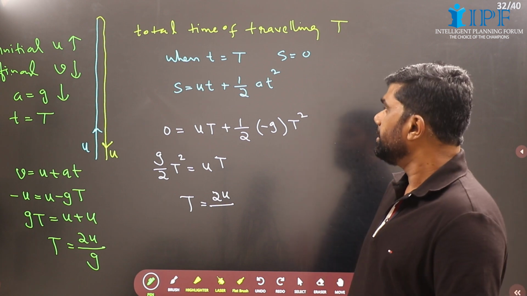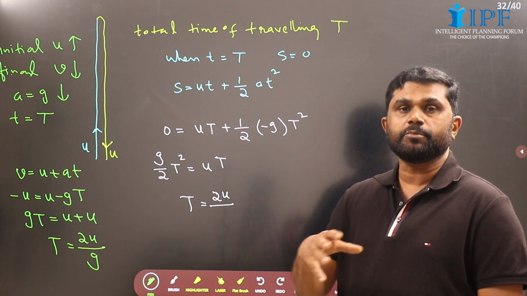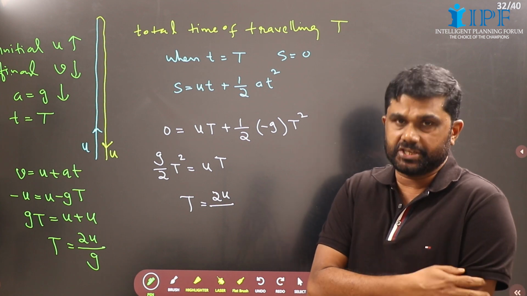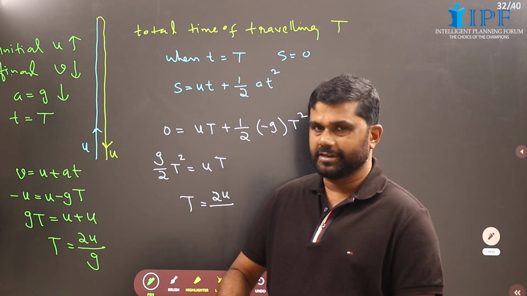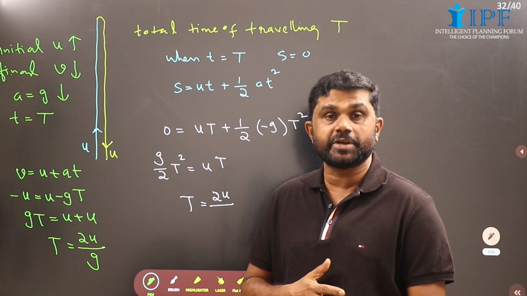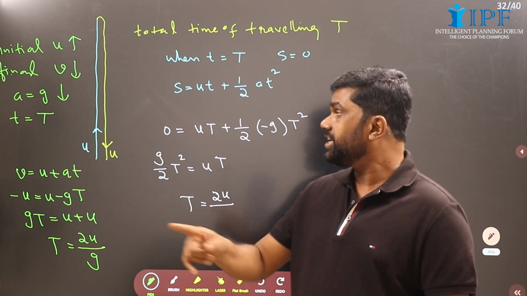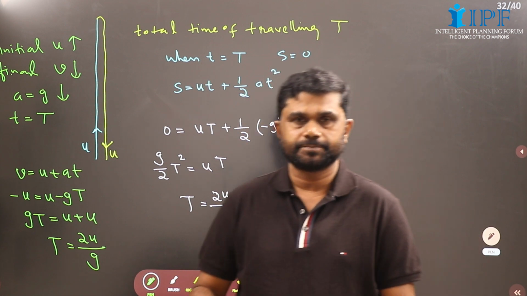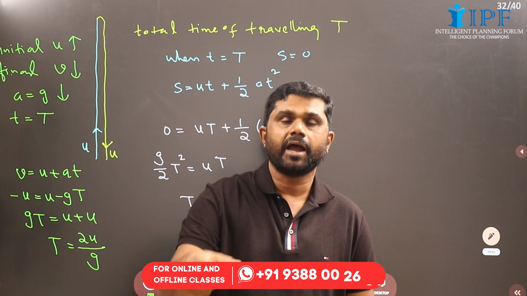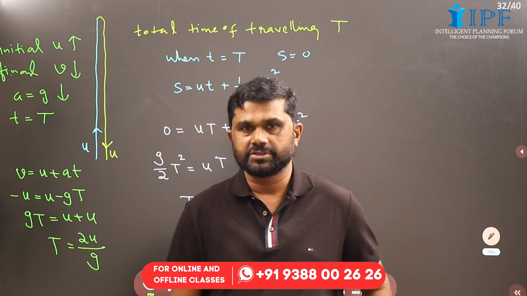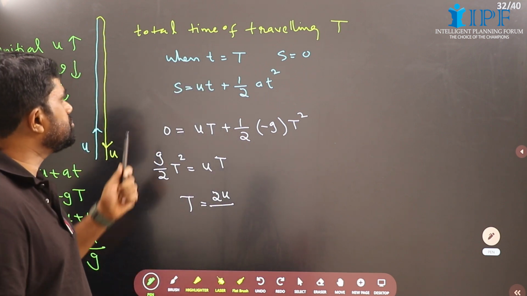Okay, see, s equal to ut plus half at square. Suppose the total time of travelling is represented by capital T. See, when t equal to capital T, after a time capital T, what will be the displacement? It returns to the starting point, so the displacement is 0. So when t equal to capital T, displacement is 0. So you put s equal to 0 in s equal to ut plus half at square and find the expression for the time. That will give you the total time of travelling. So s equal to 0.